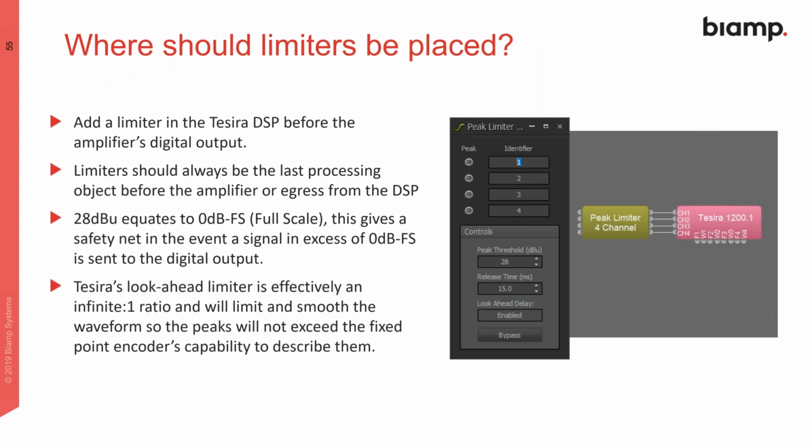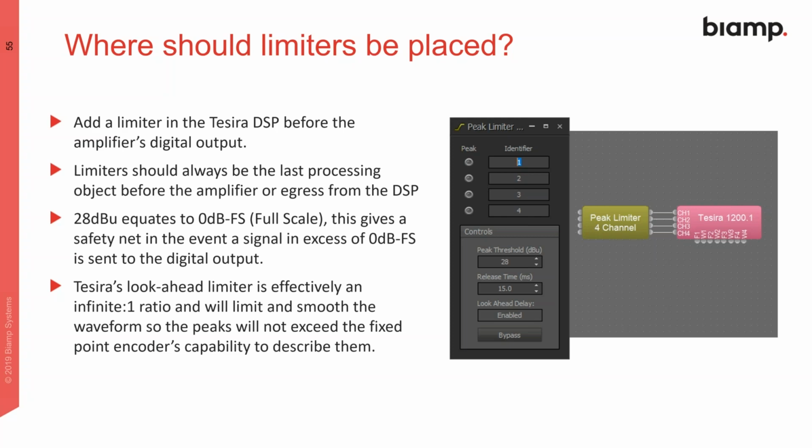Where do we put the limiters? Right before the amplifier. It should always be the last thing at the edge of your device. There should be nothing beyond it. Essentially, you can hang a meter off of there, but you don't want to put any kind of object that would affect level. You don't want to have a level control or an EQ or anything after it. Those should all be prior to the limiter. The limiter is the end of chain right before the amplifier. In Tesira, 28 dBu equates to 0 dBFS, full scale.